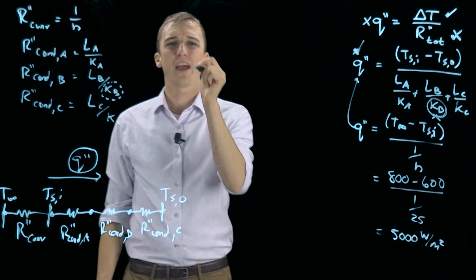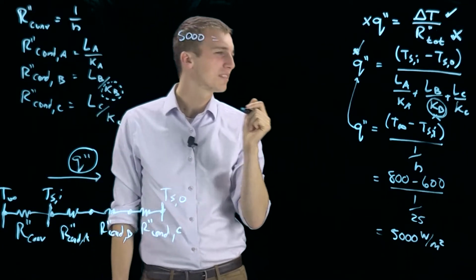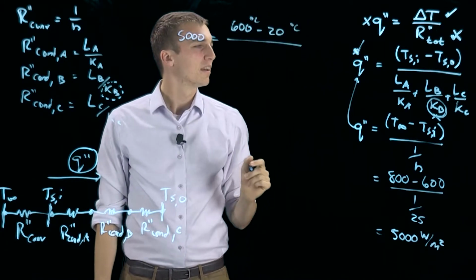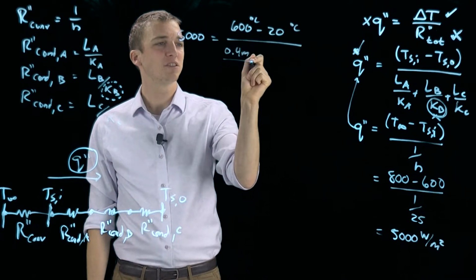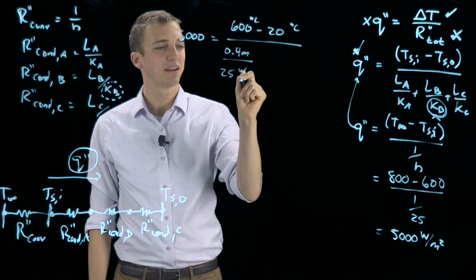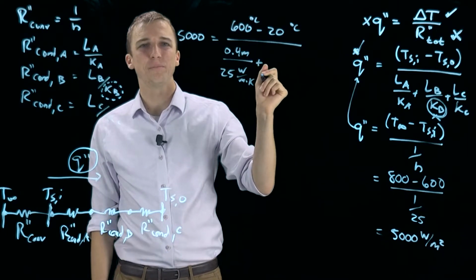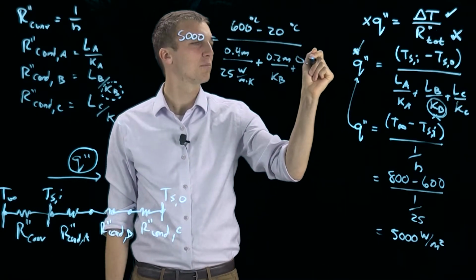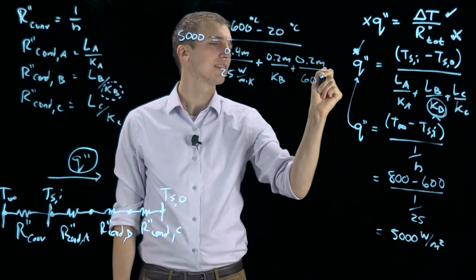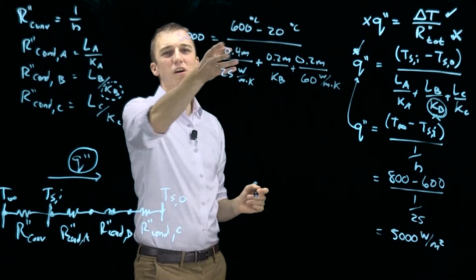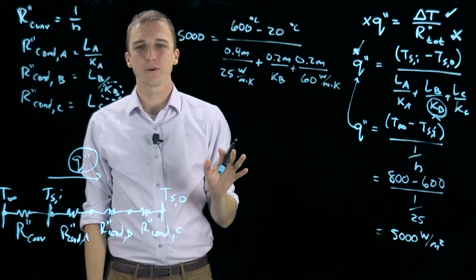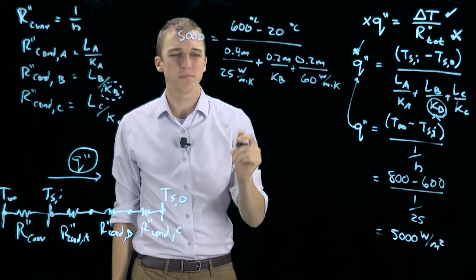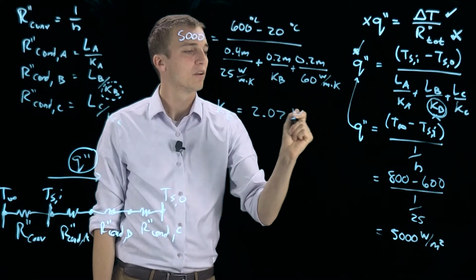So plugging everything in, we have 5,000 equals TSI minus TSO, so 600 minus 20, and those are both in degrees C. And now we plug in values for all of our resistances. So there's LA over KA plus LB, which is 0.2 meters, over our unknown, KB. And then we have LC, which is 0.2 meters, divided by KC, which is 60 watts per meter Kelvin. All right, so one unknown, all we have to do is simplify this expression, which I'm not going to do for you here on the board. After we simplify that, then you'll find that KB is equal to 2.07 watts per meter Kelvin.